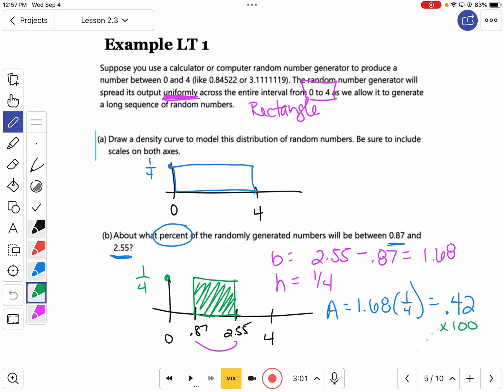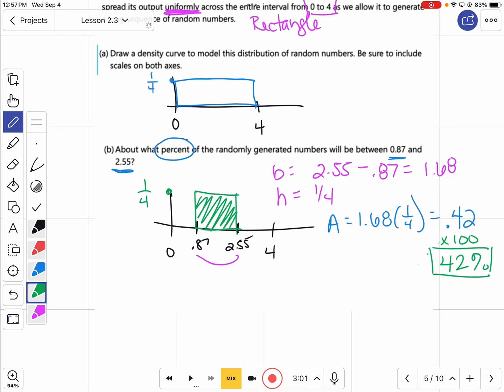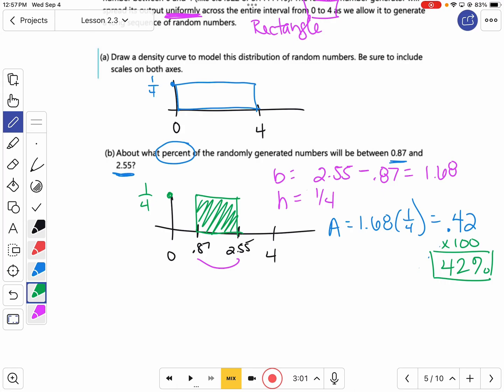Times 100. Okay, so the only time you multiply by 100 is if it asks you for a percent. Okay, so you may not do the whole rectangle, you may just do part of it. Find the length of that base, then multiply it by the height. Base times height every time. Okay, when it's uniform, which is nice.